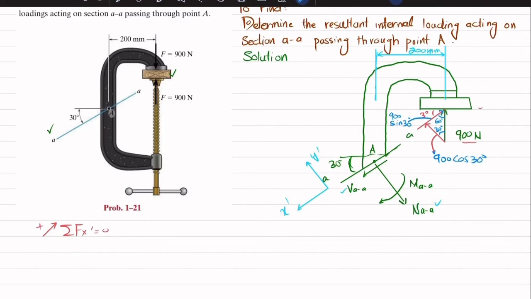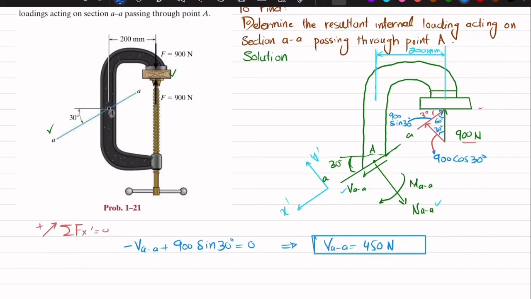First equation of equilibrium is sum of all forces along x direction must be equal to 0. One force along x dash direction is this one, which is VAA dash, and this is toward positive. We have taken this direction as positive, so this will be negative. The second force is 900 into sine of 30. Their sum must be equal to 0. So I will write minus VAA plus 900 into sine of 30 equals 0. From here you will get VAA, which is the shear force, equal to 450 Newton.